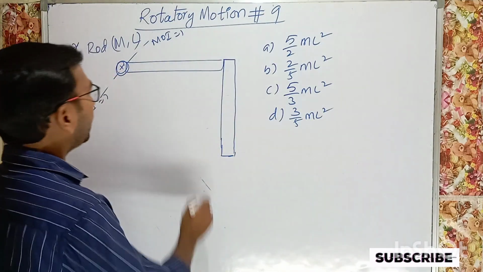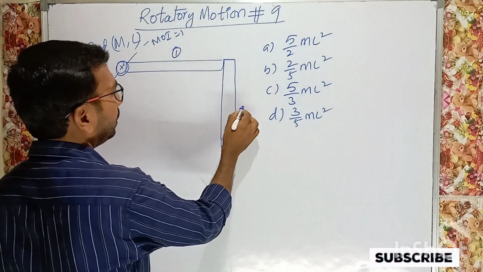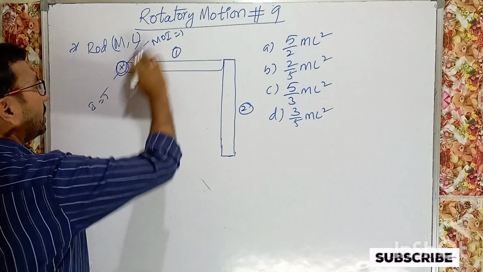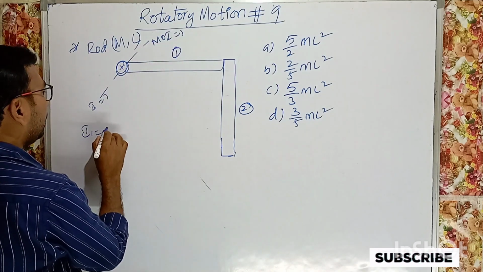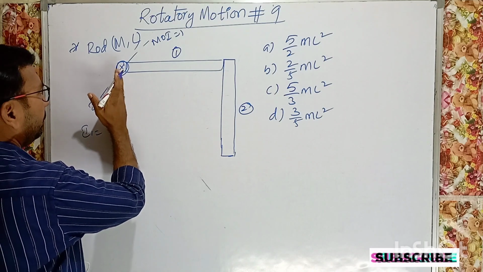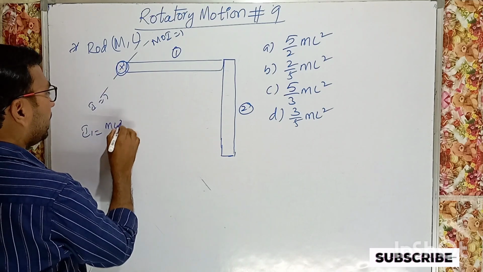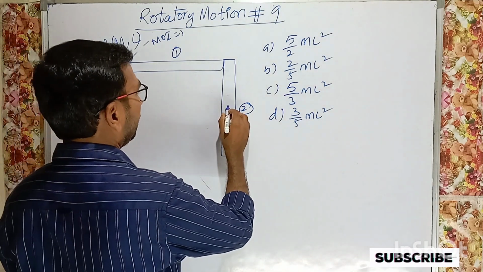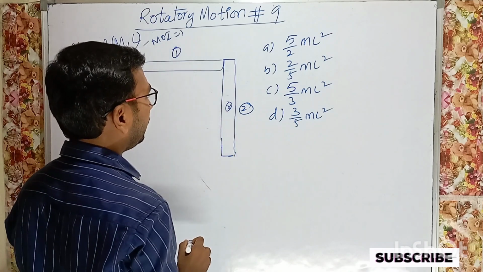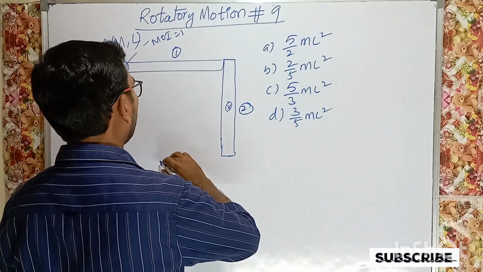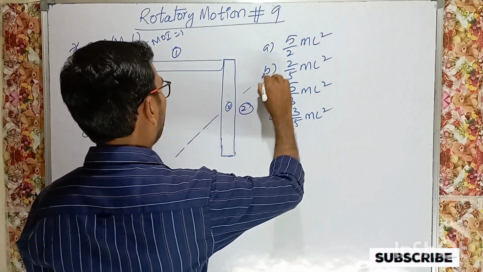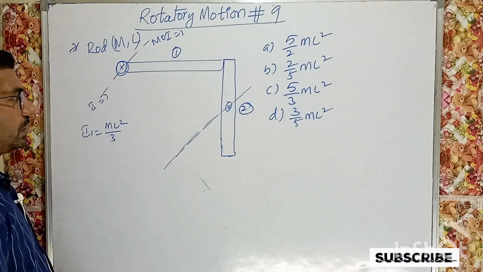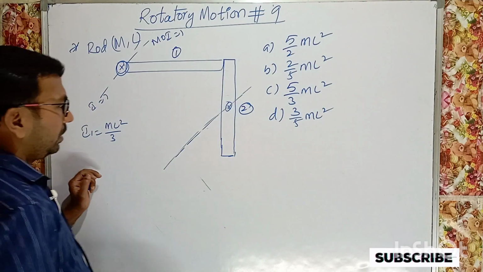First, I will consider this as rod 1 and this as rod 2. The moment of inertia about this axis, I1, is equal to ml square by 3, since the axis passes through one end. This is the center of the second rod, COM2. You can find it using the parallel axis theorem, as this axis and that axis are parallel to each other. So this is I2.